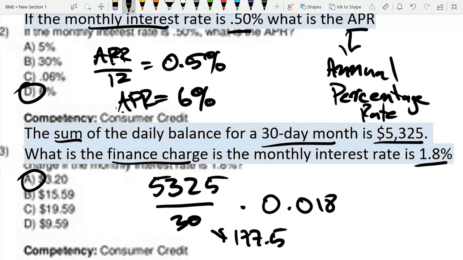So that's option A. And again, if you're not familiar with this, we have a video on the average daily balance method, which I recommend that you take a look at.